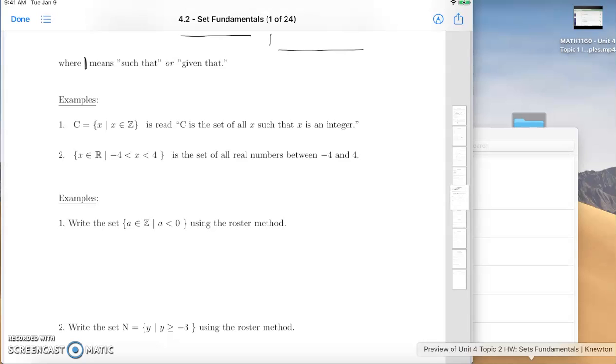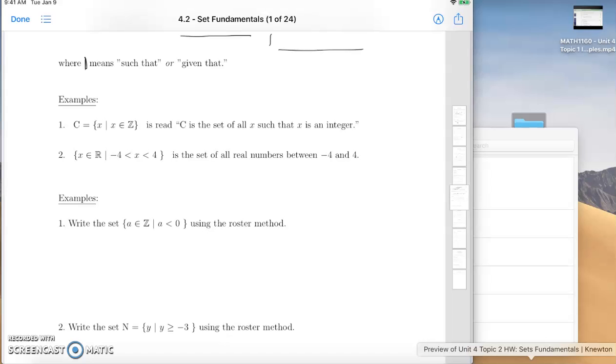Then we have X as an element of the reals, given that, or such that, X is between -4 and 4, non-inclusive. Notice -4 and 4 are not included. So it's the set of all real numbers between -4 and 4. That would include decimals because it's not limiting it to integers.